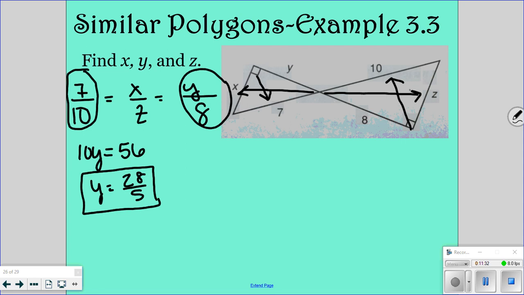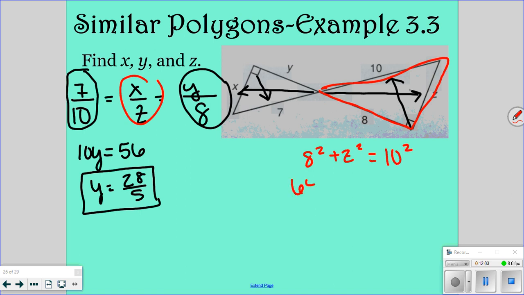Now we've got a little bit of a problem because we can't find x or z because they're both in this ratio here. So we need to go back to this triangle on the right. We can use Pythagorean theorem to find z because it's a right triangle. So if you get into trouble where you can't find it because you've got 2 unknowns, go back to your figure and you missed finding one of them from the figure. So if you use Pythagorean theorem, you'll have 64 plus z squared equals 100. So z squared will equal 36. So z will equal 6.